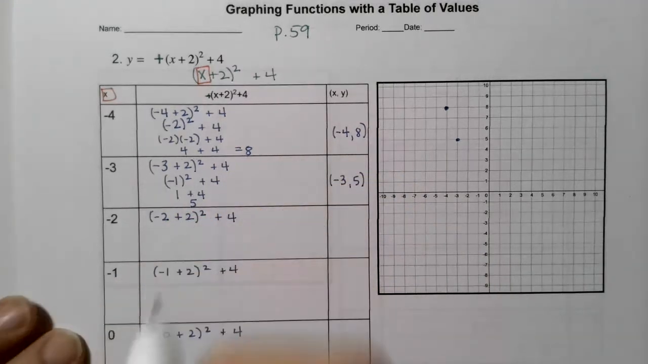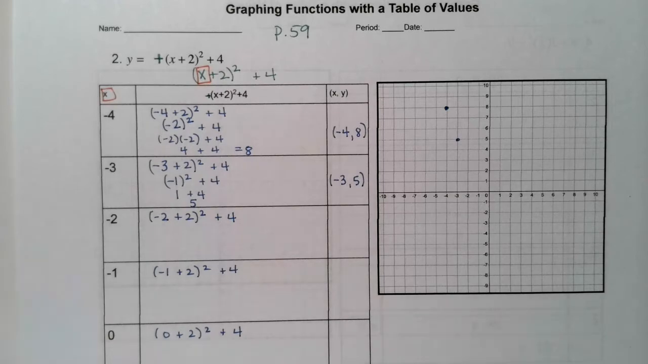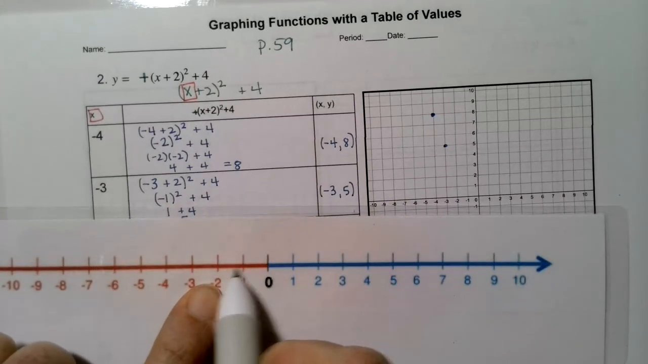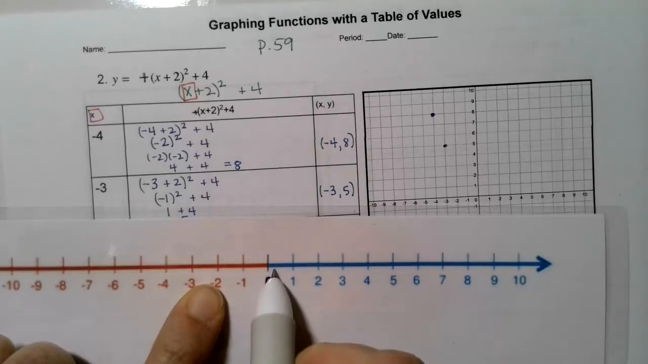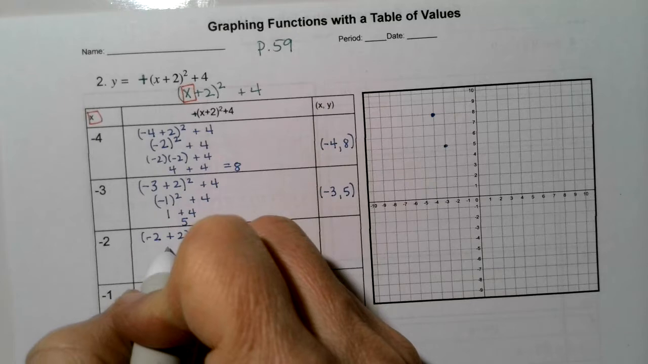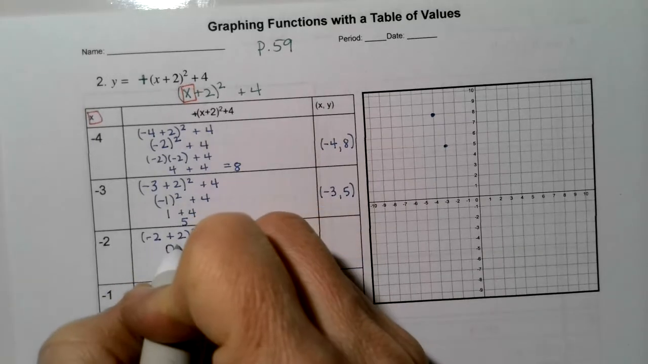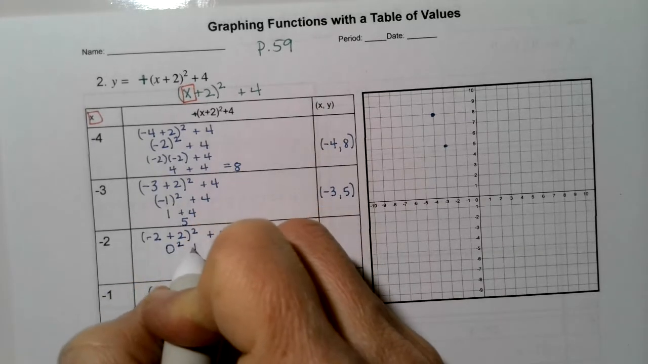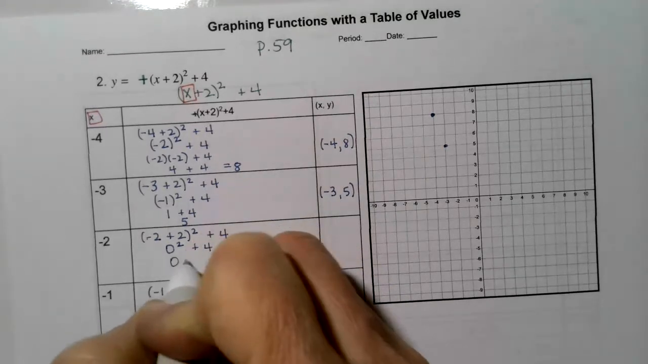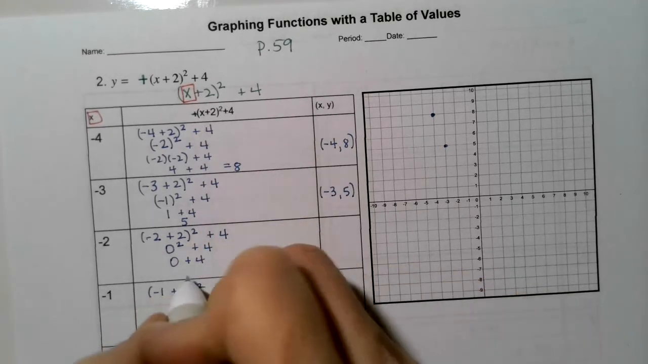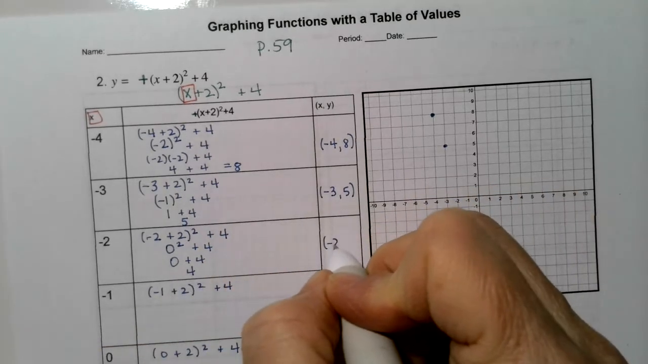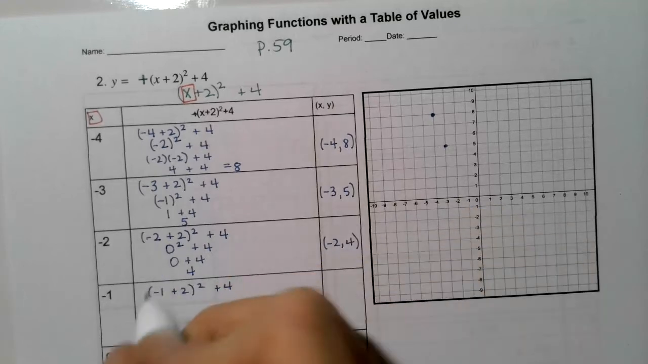-2 plus 2. Again, if you want to look at your number line, -2 here. If I'm adding 2 to that, that means I'm going to go to the right 2 units, which puts me at 0. That makes sense because -2 and 2 are opposites, so they make 0. So now I have 0 squared plus 4. Well, 0 times 0 is still 0. Then we add 4. 0 plus 4 is 4. So my ordered pair is -2, 4.